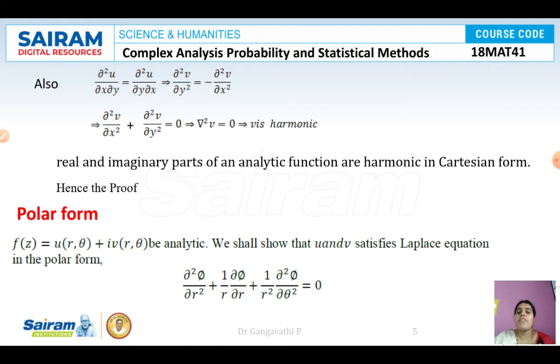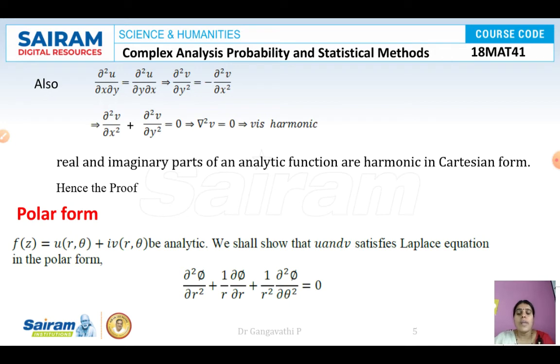So the polar form of a function f of z is u of r comma theta plus i into v of r comma theta, and this is an analytic function. Once it is analytic, it must satisfy the CR equations. Now we have to prove again that the real part and the imaginary part, that is u and v, are harmonic. So in order to show u and v are harmonic in polar form, u and v must satisfy this equation.